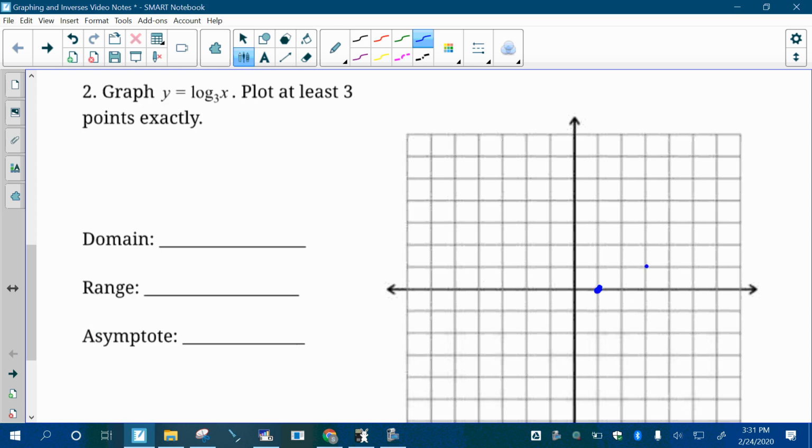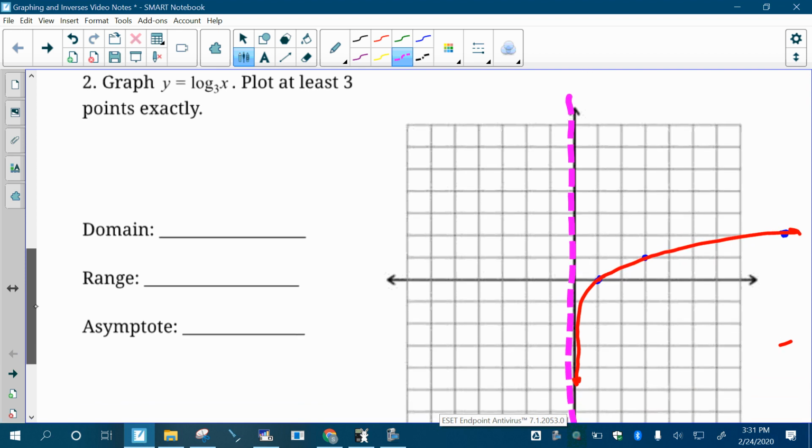1, 0, 3, 1, and then 9. Now you need to know the overall shape, because if you just graph this, that's wrong. That's not the log graph. The log graph has a vertical asymptote at x equals 0, and so it comes down here like that. You need to draw that vertical asymptote in as a dotted line.